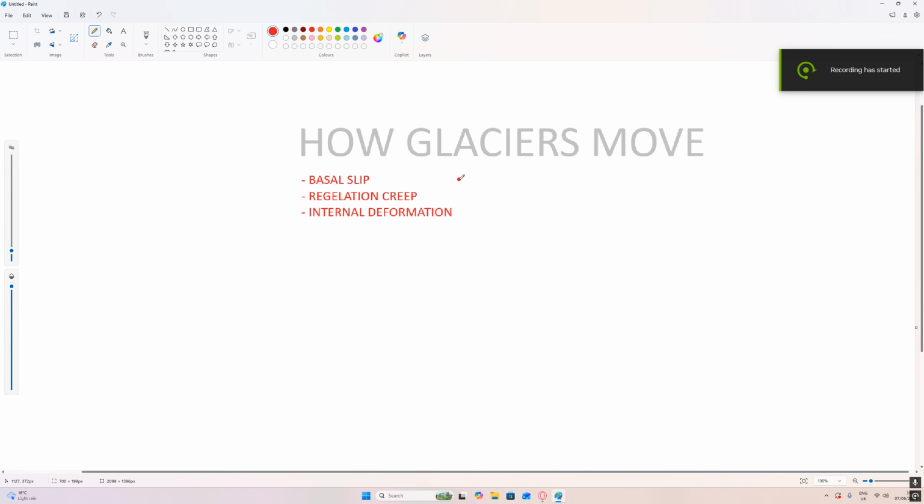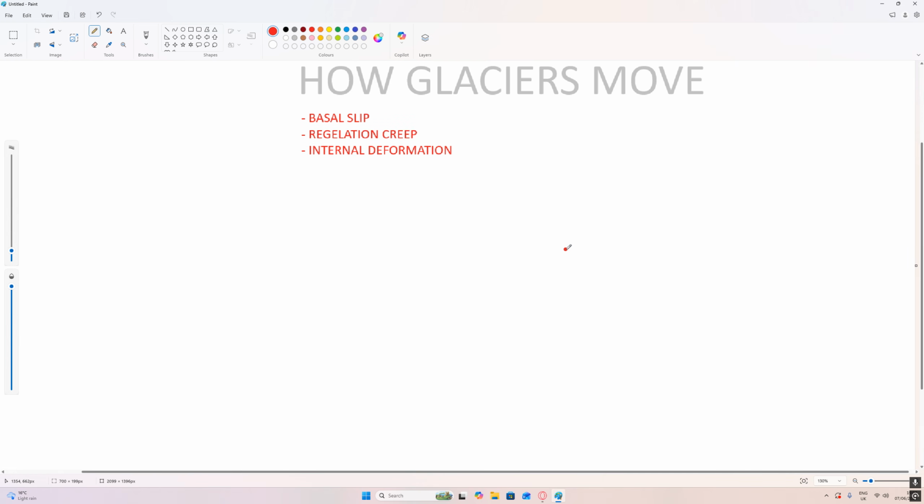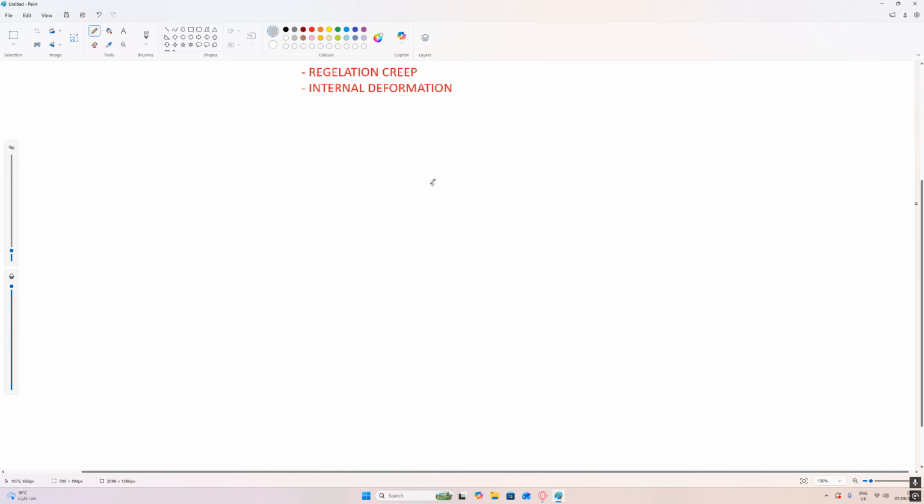Okay, so there are three main ways that glaciers move. This is basal slip, regelation creep, and internal deformation, and today I'm going to teach you how those work. So, we start with basal slip.